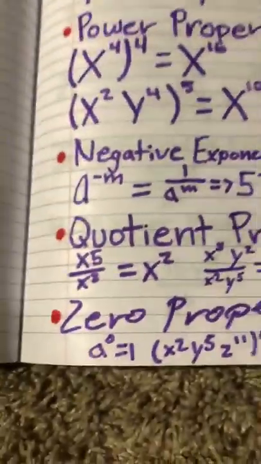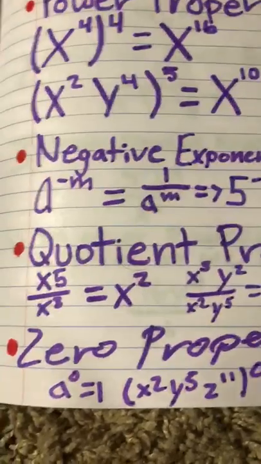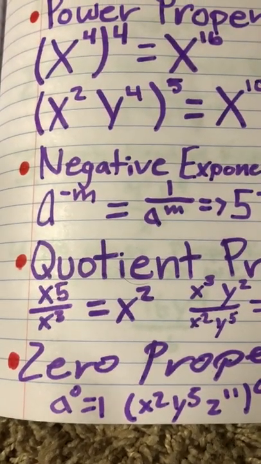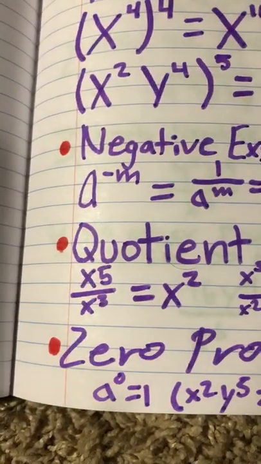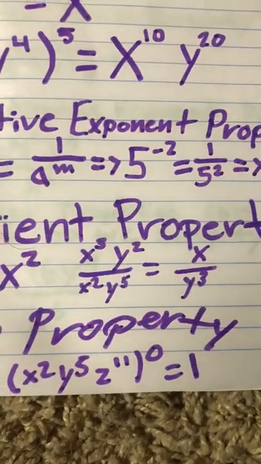The quotient property. The quotient property states that any two exponents that are being divided by each other simply acts as subtraction, showing that x to the 5th divided by x to the 3rd equals x squared. It also works with multiple numbers.